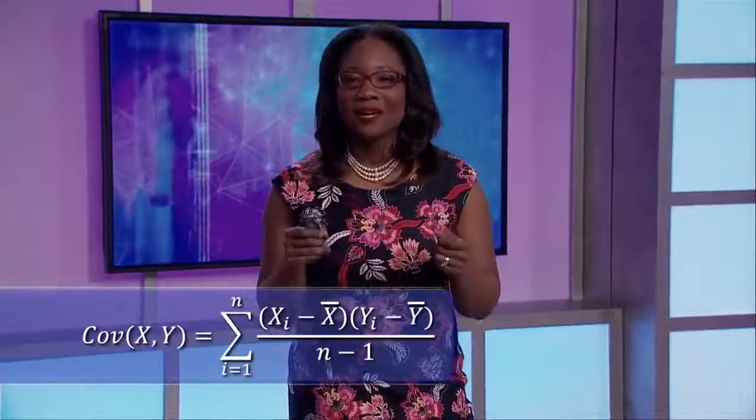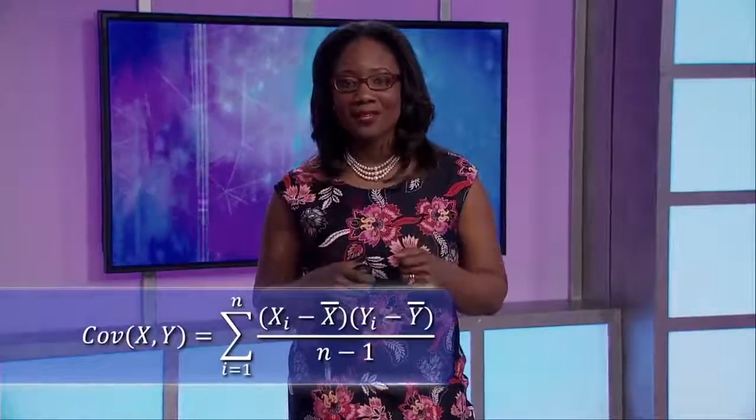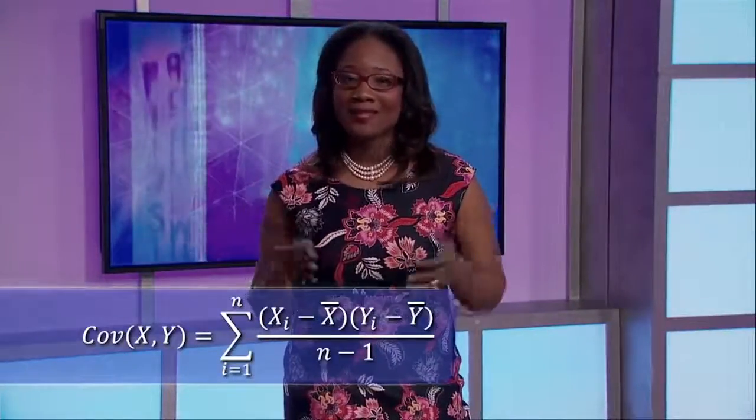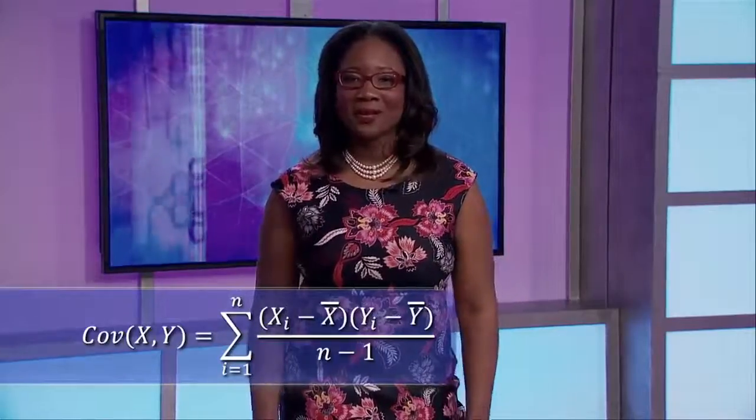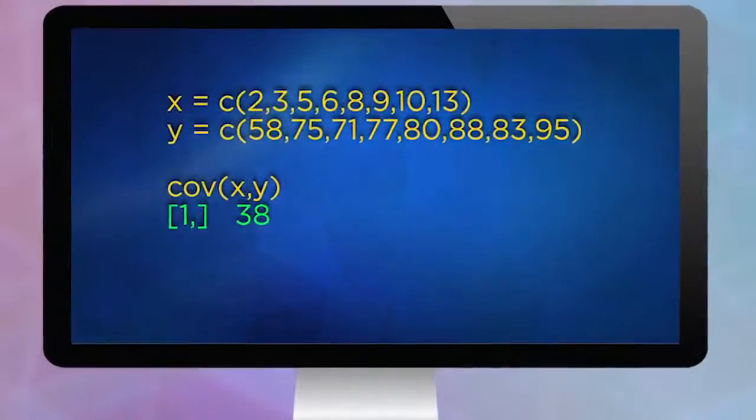Now, if we take all 8 of these and we add them up and then divide by n minus 1, we get the covariance of our sample, right? So the covariance is really just telling me, how do X and Y vary together? The covariance of X and Y is equal to the sum of Xi minus its mean times Yi minus its mean, all divided by n minus 1. Now, again, R is going to make this so easy for you because it's already got a built-in covariance function called cov. Let's do that on our data set.